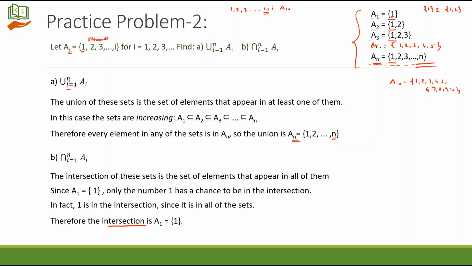So the union will be An and the intersection will be A1. So overall, if they ask you what are the elements present in the union, you have to mark 1 to n. When they ask what are the elements present in the intersection, only 1 is there. Let's get into the next problem.